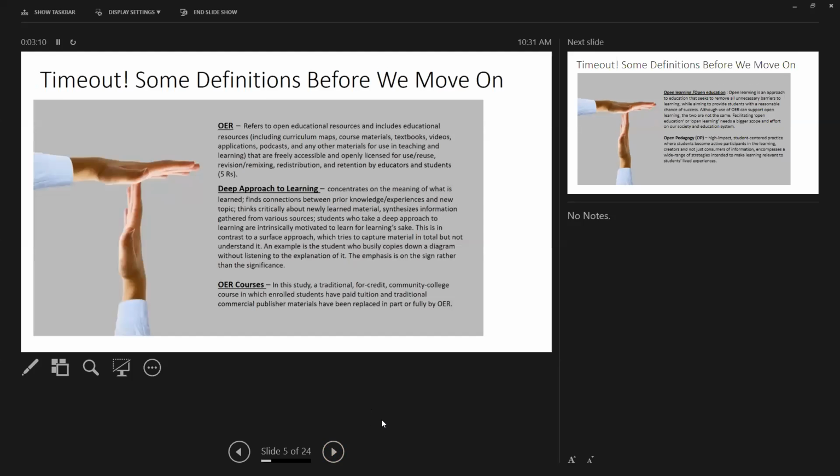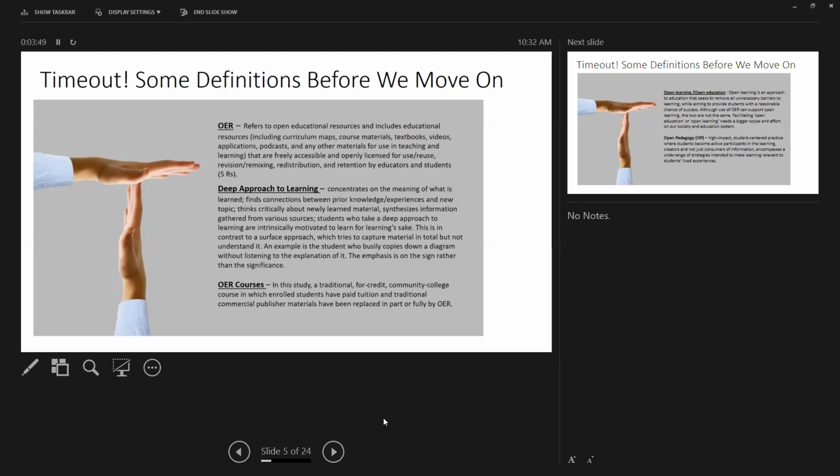I know what you're saying. Time out. What's OER? What do you mean deep approach to learning? What are OER courses? Let me just give a few definitions as a review. OER refer to open educational resources, and that can be anything from one small object, even a curriculum map, that we are using, course maps as we call them, but any of that stuff that is freely accessible and licensed for use, reuse, revision, remixing. My internet just told me it's unstable, but those are OER.